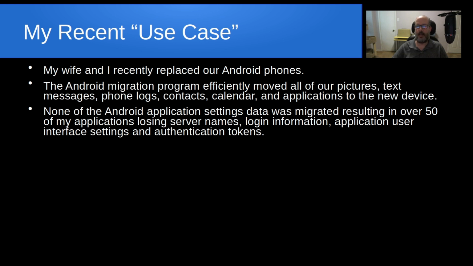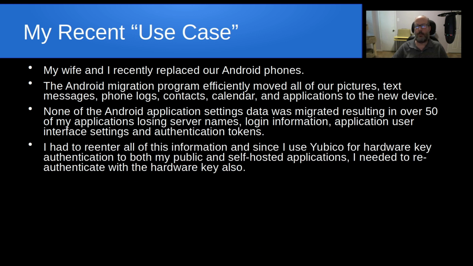And they lost the login information, and they lost some application user interface settings that I had set up, and they also lost authentication tokens. So I had to re-enter all of this information for all 50 of these applications, and since I use Yubico hardware keys for hardware key authentication to both my public cloud apps and my self-hosted applications, I needed to re-authenticate with the hardware key in addition to providing all the aforementioned information.